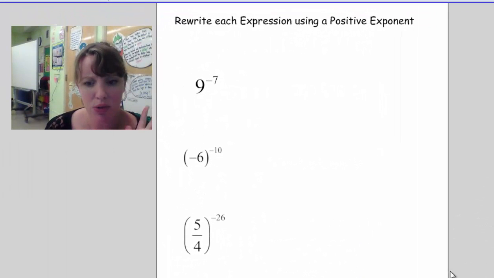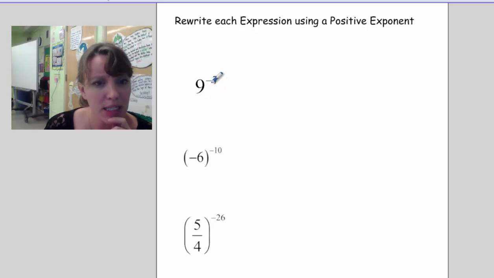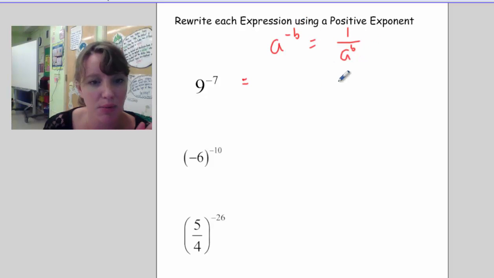Okay, so we just learned a lot of new rules about exponents. Let's go ahead and try to use those rules for these examples here. So 9 to the negative 7. Now remember, that's the rule where if you have a to the negative b, you take 1 over a to the positive b, raised to the positive power.